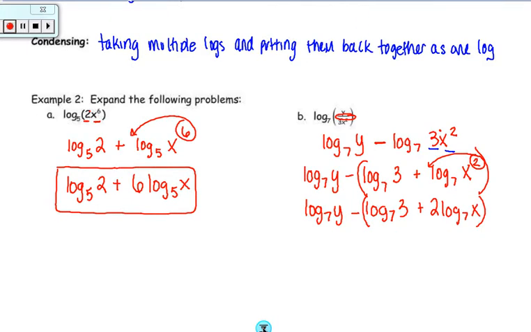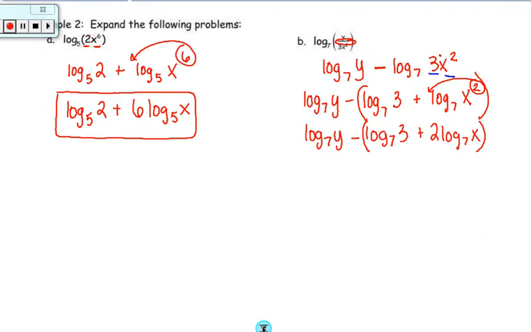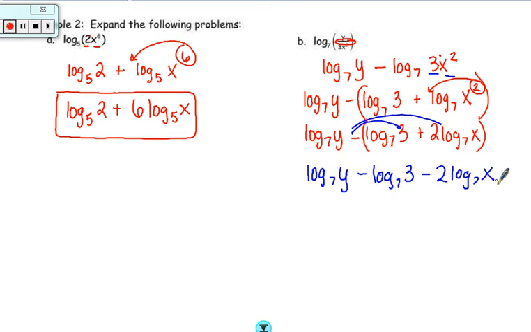Now, since this is all on the bottom, I could go ahead and distribute that subtraction in and get log base 7 of y minus log base 7 of 3 minus 2 log base 7 of x. So if something's on top, it'll be added together. If you have multiple things on the bottom of your fraction, each piece that's on the bottom can be used with subtraction here.